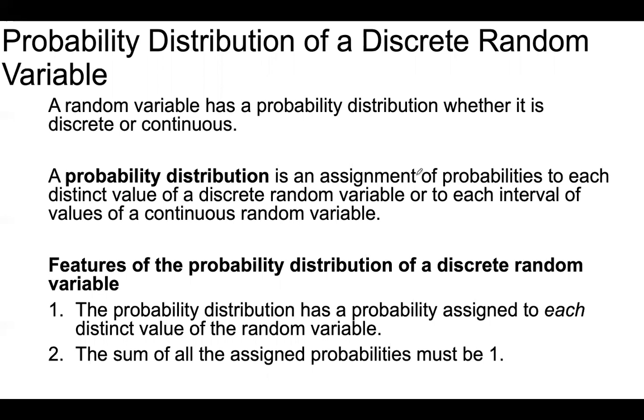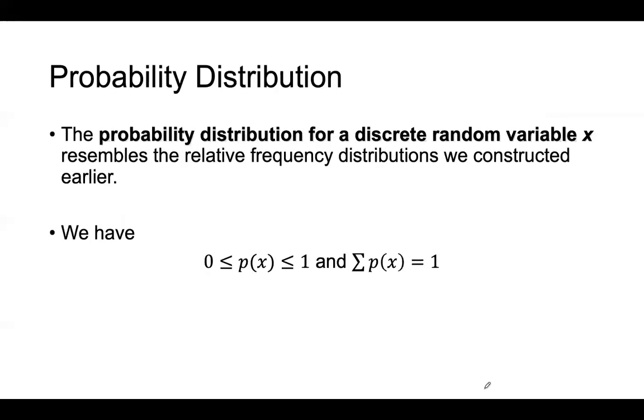The probability distribution has a probability assigned to each distinct value of the random variable. And the sum of all the probabilities has to equal 1. So if you add them all up, they equal 1. And this is what we did before. For a discrete random variable, it looks like the relative frequencies, which we've already constructed earlier.